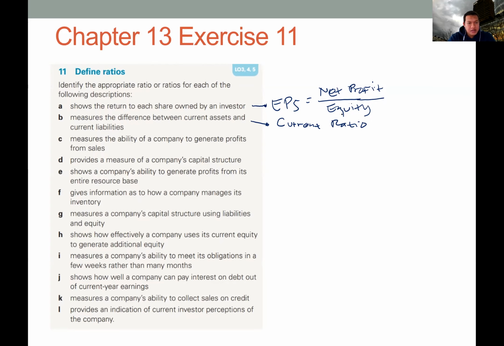Okay, next, measure the ability of a company to generate profit from sales. So we have profit and sales. So this should be the what? Profit margin, right? Okay. So profit margin is the net profit divided by sales.